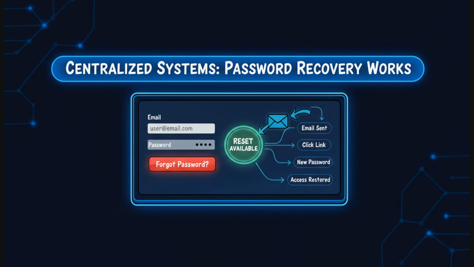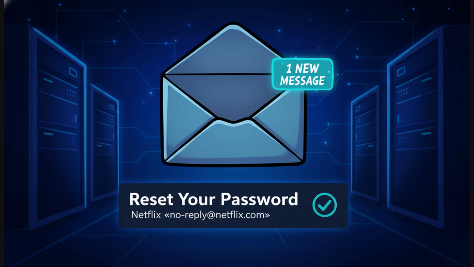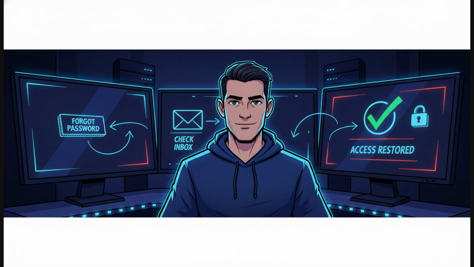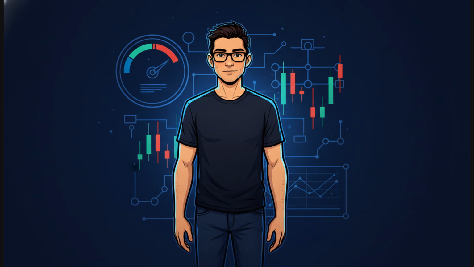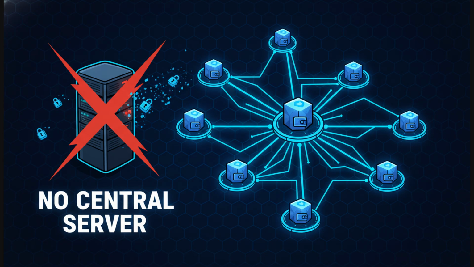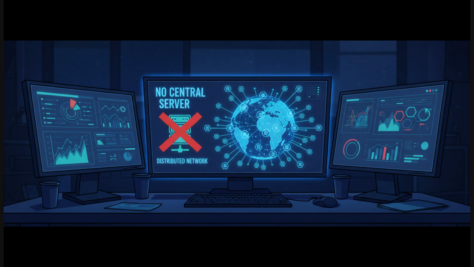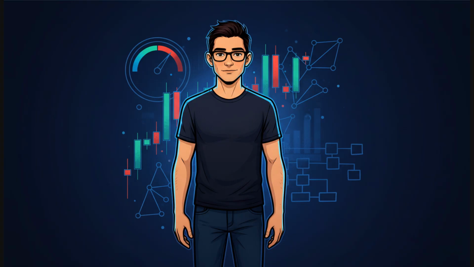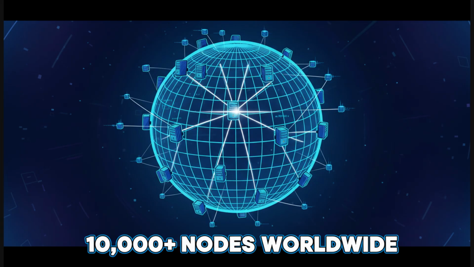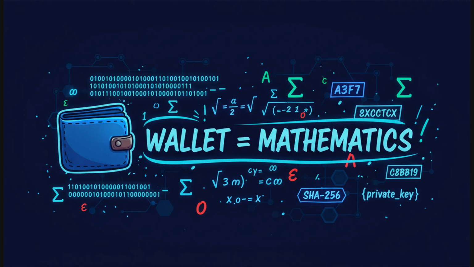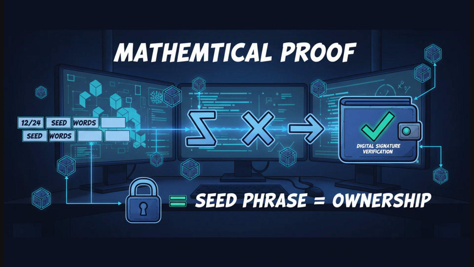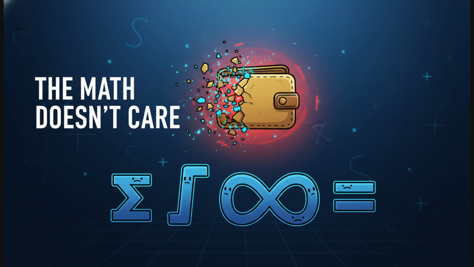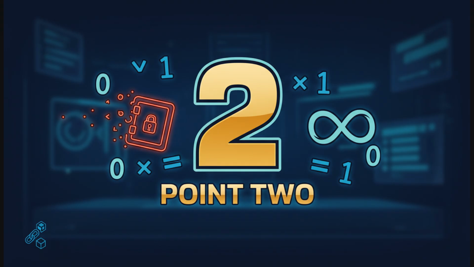When you forget your Netflix password, you click Forgot Password. You receive an email, you reset it, and you're back in. That works because Netflix has a centralized server with a copy of your account. Crypto doesn't work that way. There is no central server. There is no company holding your account. The blockchain exists on thousands of computers simultaneously. Your wallet is just mathematics. Your seed phrase is the mathematical proof that you own that wallet. Lose it, and the math doesn't care. Your money is gone. This brings us to point two.